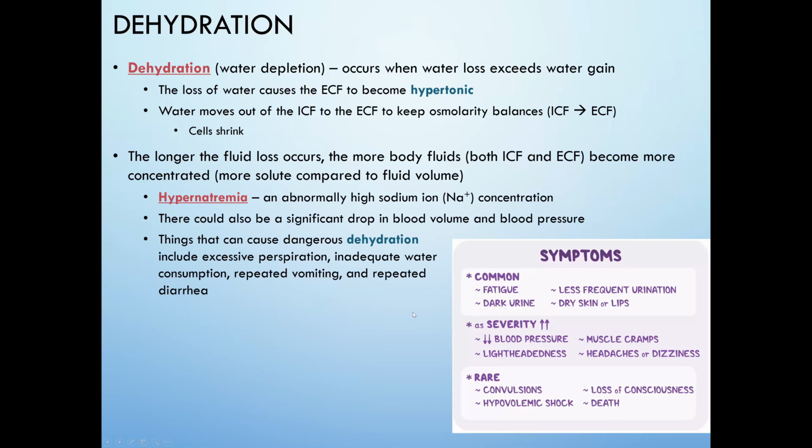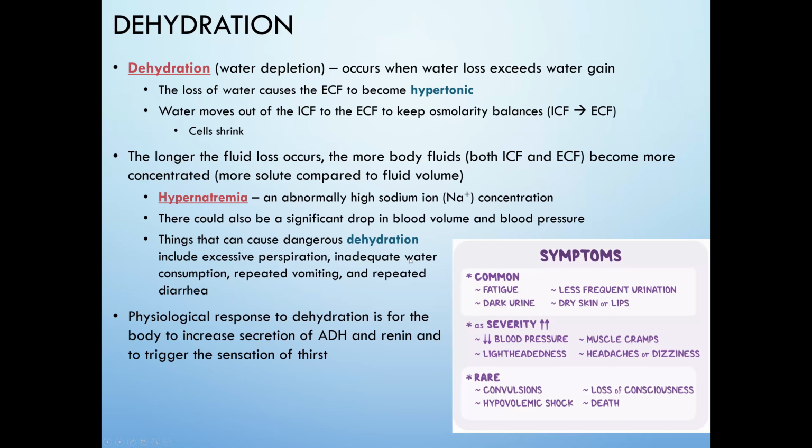So things that can cause dangerous dehydration include excessive perspiration, inadequate water consumption, repeated vomiting, and repeated diarrhea. So basically, the loss of fluid without replacing it, and just not drinking enough in general. The physiological response to dehydration is for the body to increase the secretion of ADH and renin and to trigger the sensation of thirst.